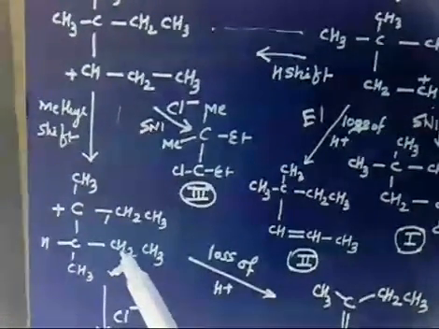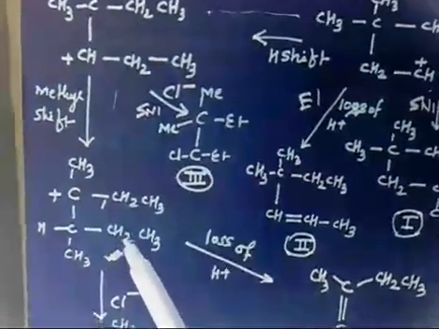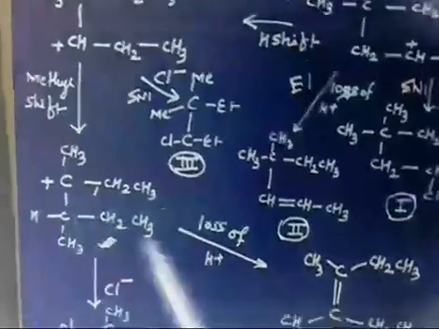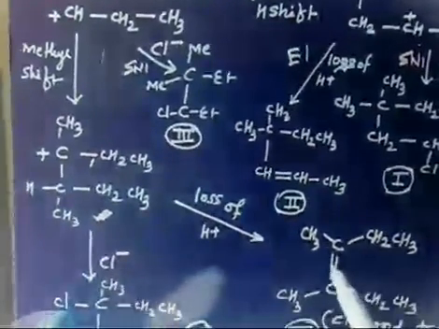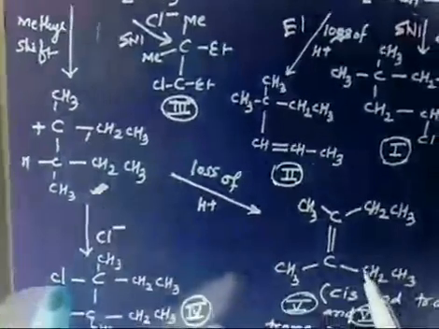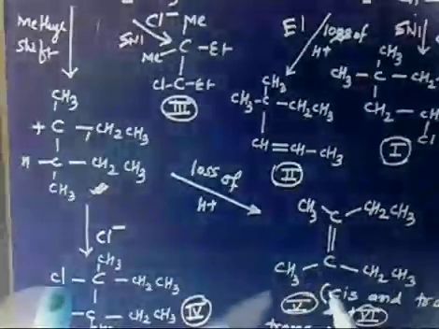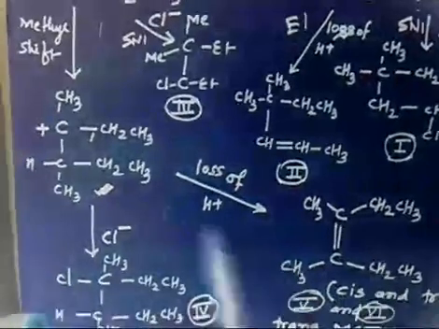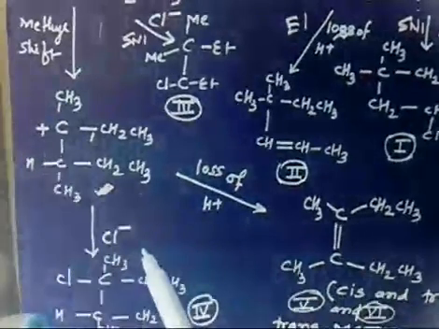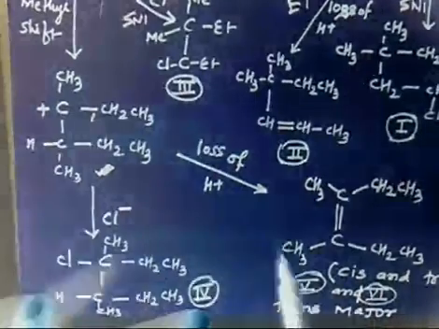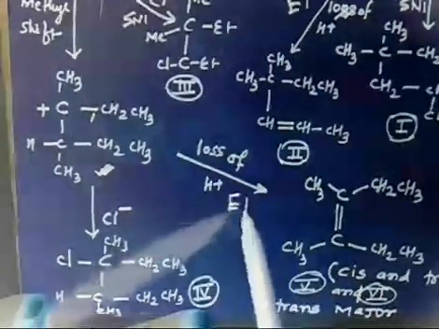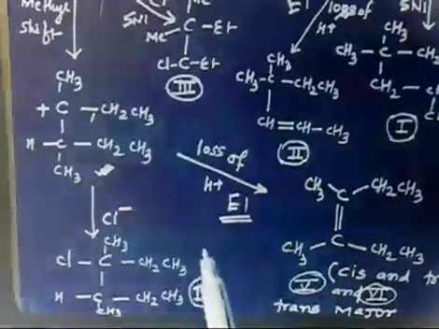Now in this case, again I can do the same thing. If it loses H plus, I will have a double bond here. Now this compound will exist as cis and trans, because the two methyl groups can be on the same side or on the opposite side. So this will exist as cis and trans. Now this carbocation will be attacked by Cl minus, so I will get this product. So this is the E1 product, and this is my SN1 product.